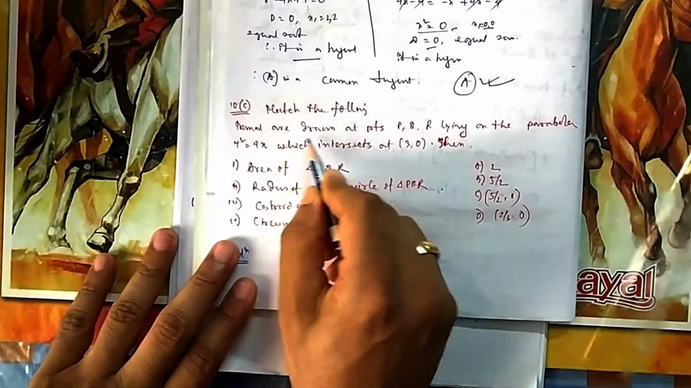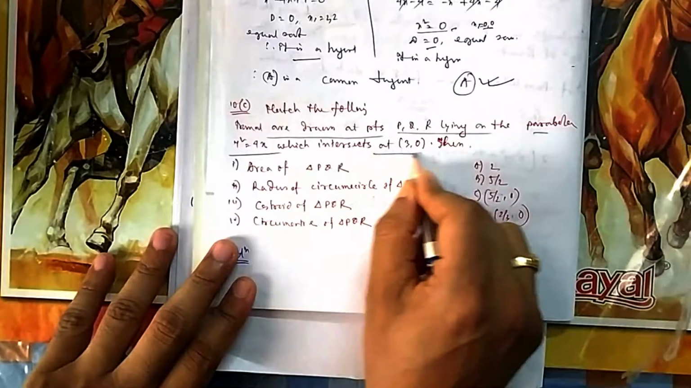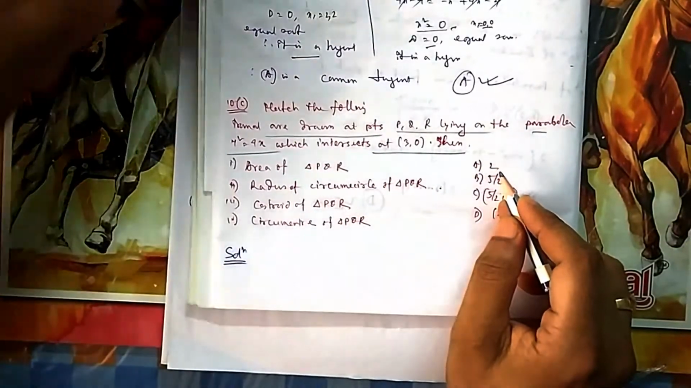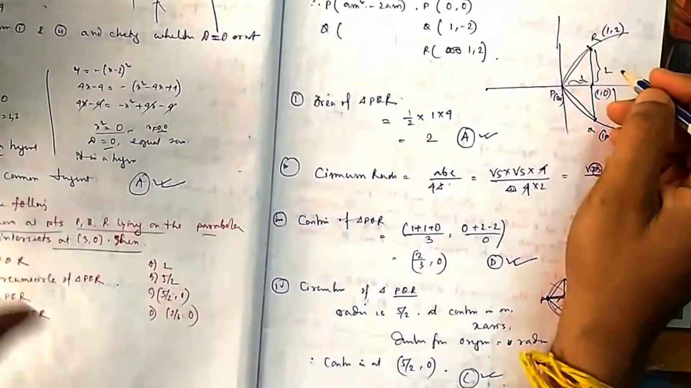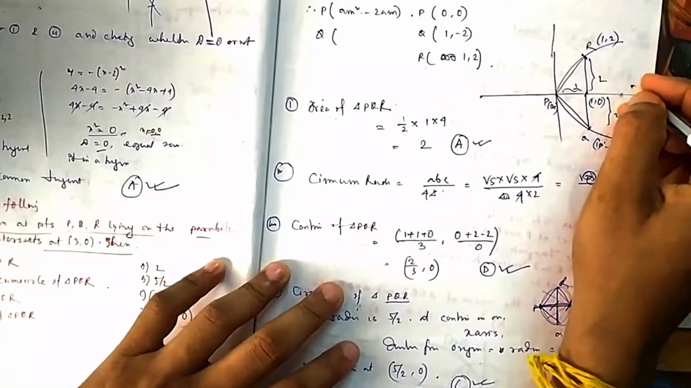Match the following. Normals are drawn at points P, Q, R lying on the parabola, which intersect at (3, 0). So you have three normals at P, Q, R, they are intersecting at (3, 0). So you take 3 points P, Q, R, suppose a normal you are drawing here, and normal and normal. They all cut at a point (3, 0), suppose.